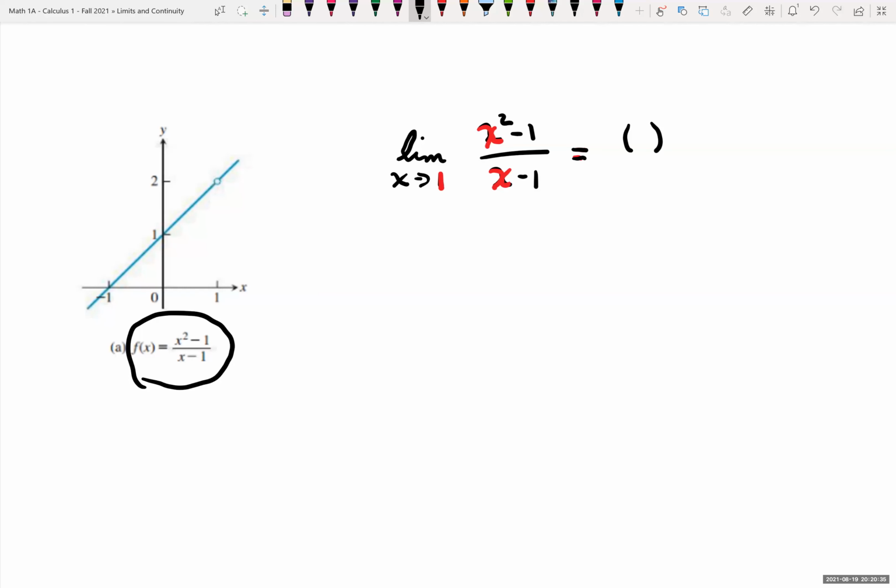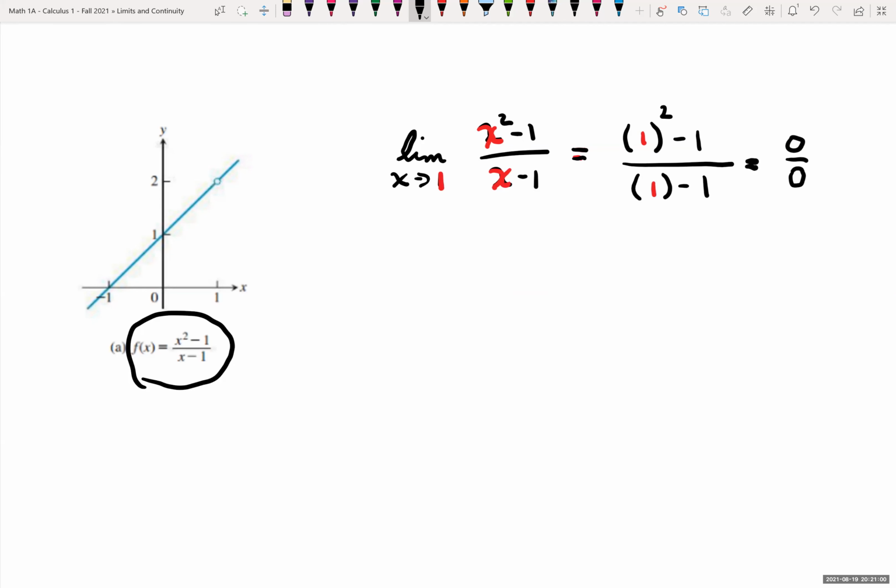So I'm going to have, I see an x, I'm going to square that value minus 1, all over, I see an x down here, minus 1. So wherever we saw an x, we're plugging in 1. Well, if I simplify this, this gives me 1 squared is 1, 1 minus 1 is 0, all over 1 minus 1, which is 0.